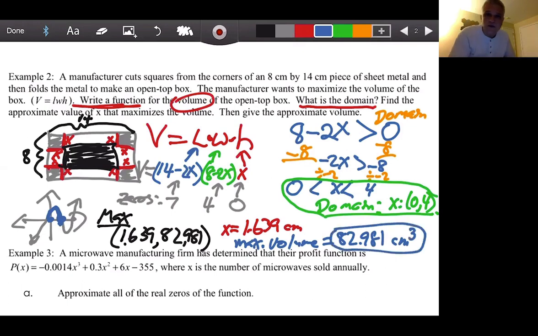Right? And you're going to do that with your piece of paper. You're going to maximize the volume of an open top box that's made out of your, not sheet metal, but paper sheet. Okay? All right, let's finish up with question number 3.